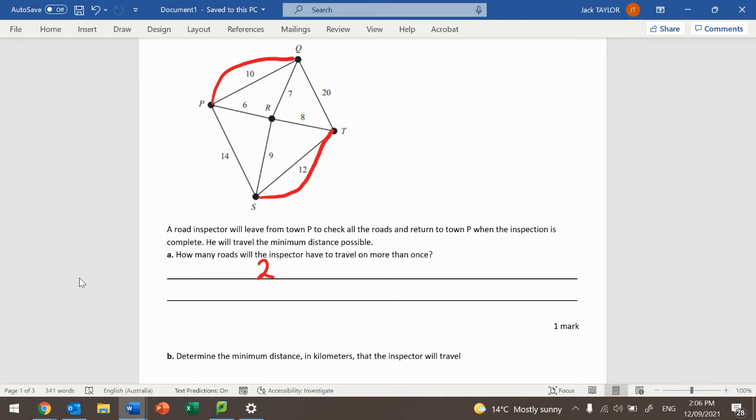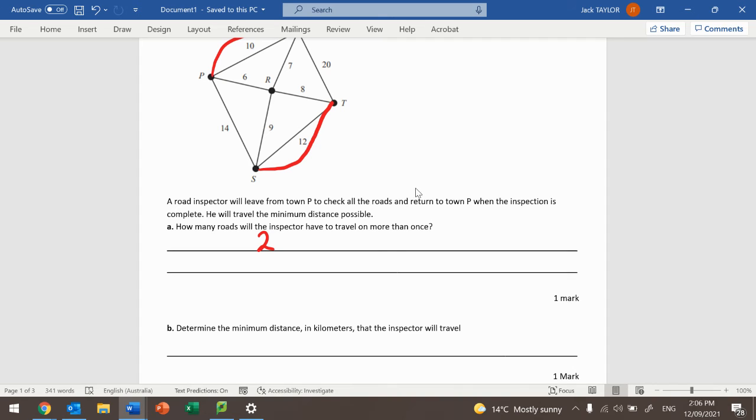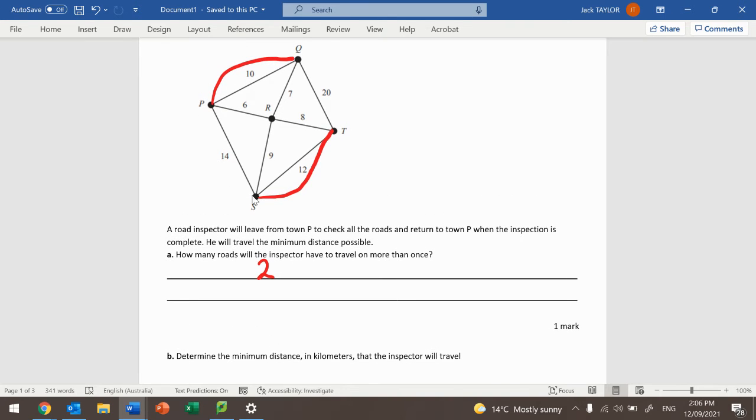Now, if we want a minimum distance, we want to choose the one that's going to get us the lower values. If we were to double up on 10 and 12, that adds an extra 22 to our total network. If we were to double up on the 14 and the 20, that's going to add 34. So the 10 and 12 is a much better way to go about it. So what we would do here is add up all the numbers in the network and then add 10 and 12 again to get the overall.